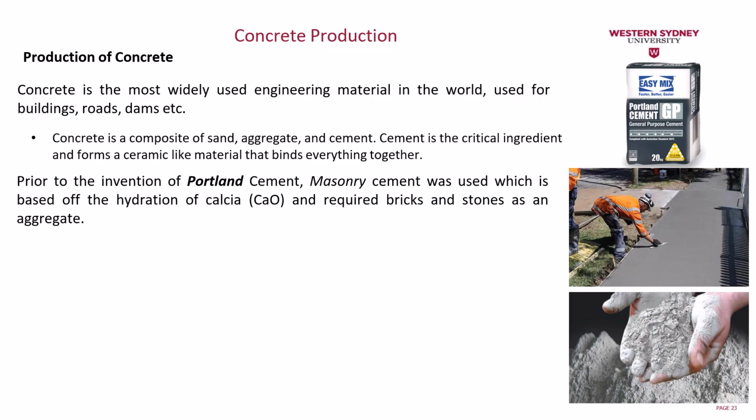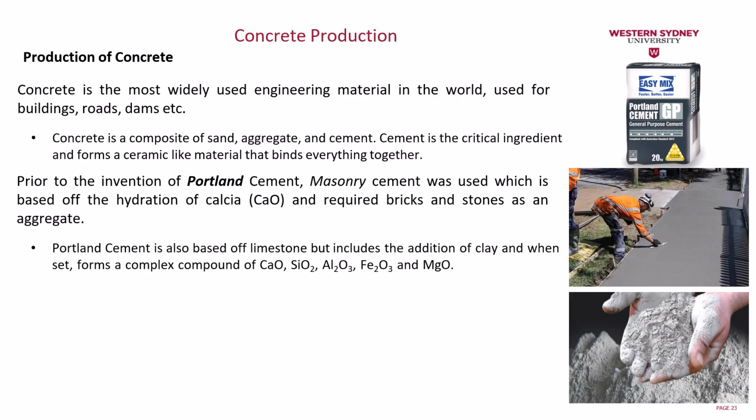Prior to the innovation of Portland cement, a masonry cement was used, which was based off the hydration of silica and required bricks and stones as an aggregate. Portland cement is also based off limestone, but it includes an addition of clay, and when it sets, it forms complex compounds like CaO, SiO2, Al2O3, Fe2O3, and MgO.